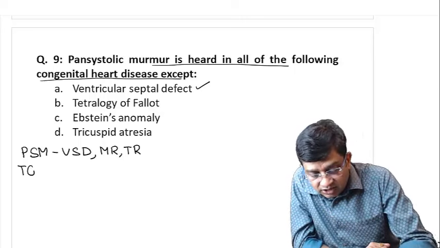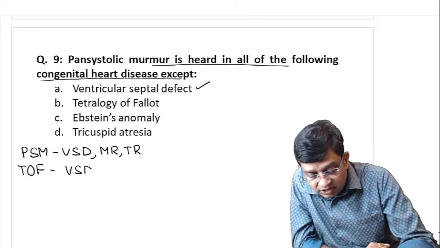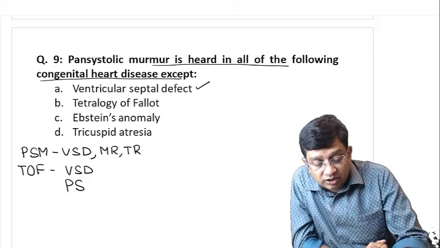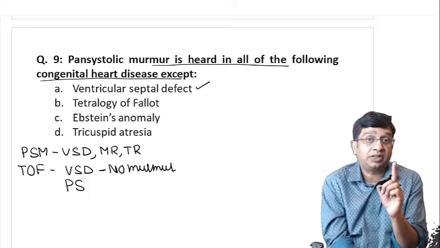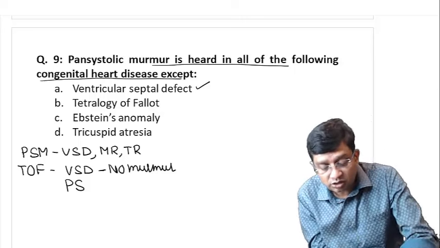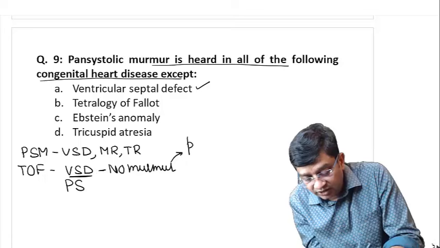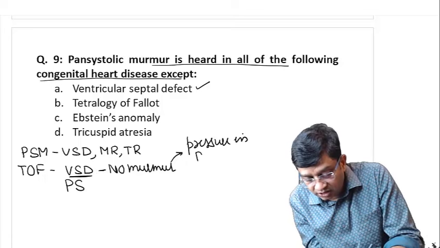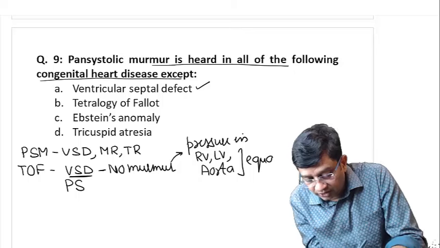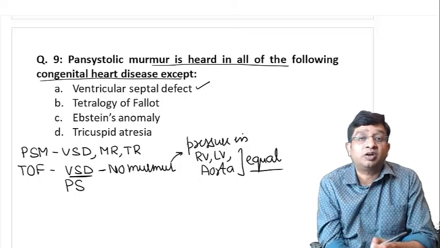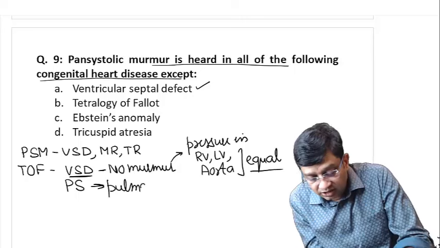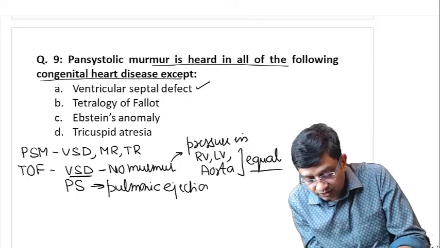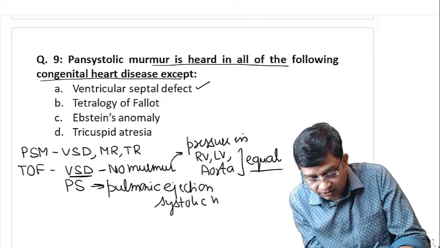Now the confusion part is in tetralogy of Fallot, there is one VSD and one pulmonic stenosis. But for the VSD, there is no murmur. Remember this in TOF. Why is there no murmur? Because in TOF, the pressure in the right ventricle, left ventricle and aorta are all equal. And if the pressure is equal, there is no murmur of VSD. The only murmur is of pulmonic stenosis, that is the pulmonic ejection systolic murmur. Right?